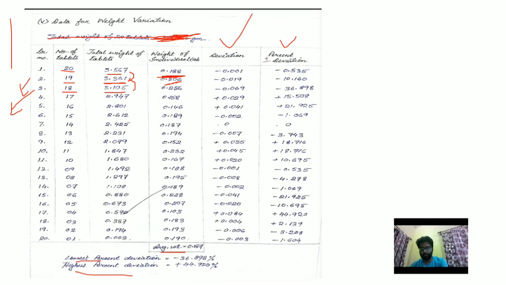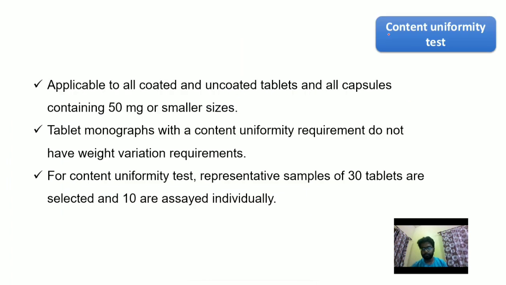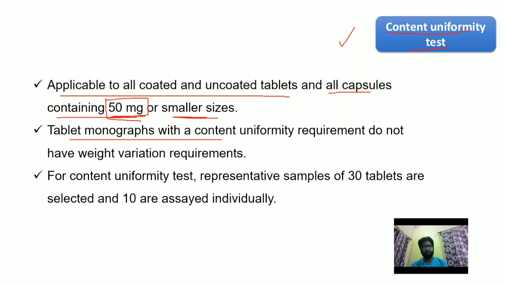Then coming to the next test, content uniformity test. Content uniformity test is applicable to all coated and uncoated tablets, and also to capsules containing 50 mg or smaller sizes. I mean the tablets having 50 mg weight or smaller are applicable for this test. Tablet monographs with a content uniformity requirement do not have a weight variation requirement. So this is the basic conception regarding content uniformity test.